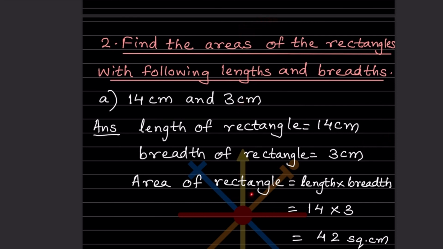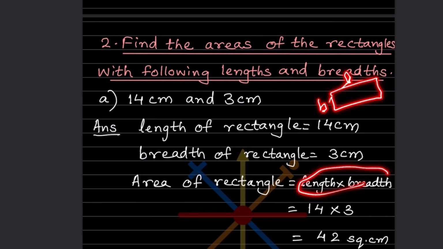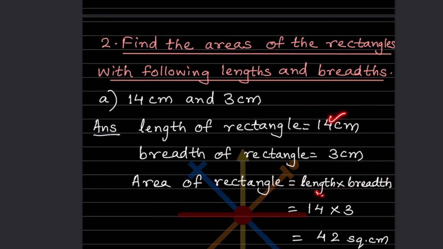So the area of a rectangle, the formula is length into breadth. That I have also explained before. This is the length and this is the breadth. For perimeter we take all the sides, but for the area we just consider one of each. So that is length times breadth. The length is given as 14 and the breadth is 3.